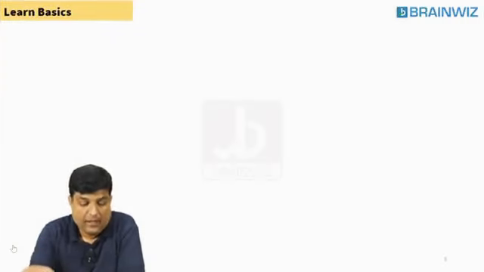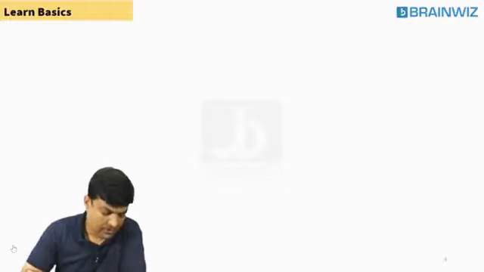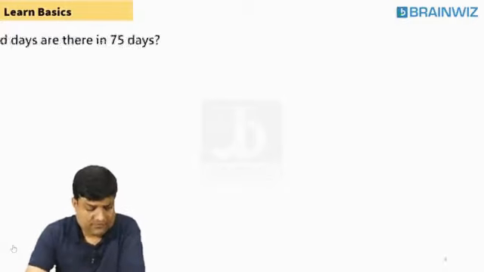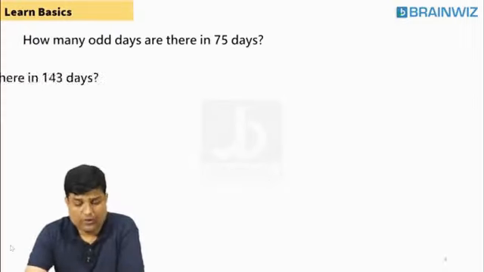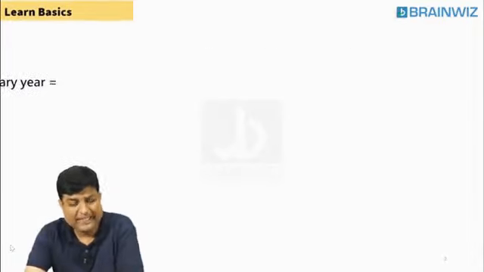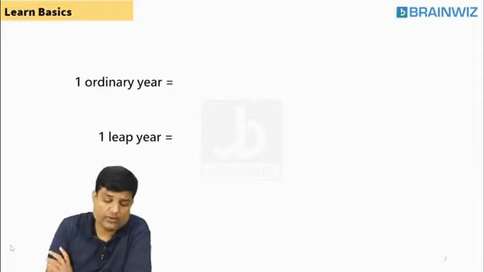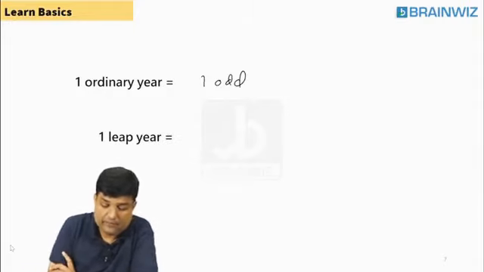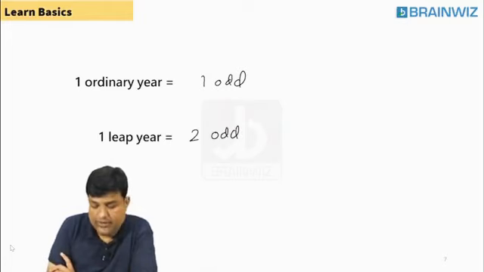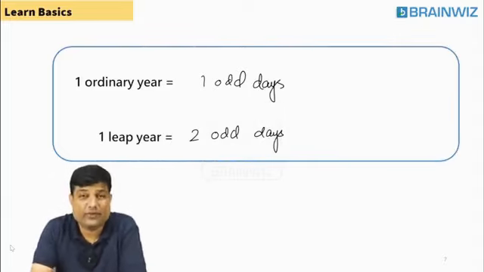Now students, yesterday we have learned how to find out the odd days and everything. Following? Clear? And besides these things, we have learned ordinary year. Ordinary year I've got how much, students? One odd day. And a leap year I have 2 odd days. Are you understanding? These are the basics that we have learned.